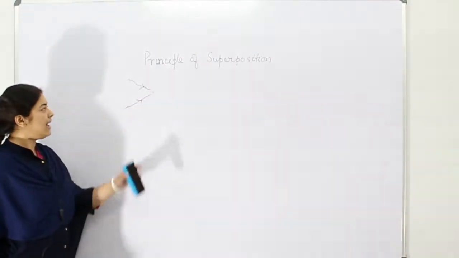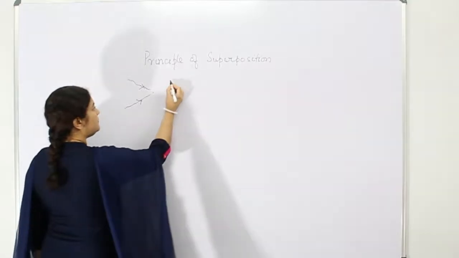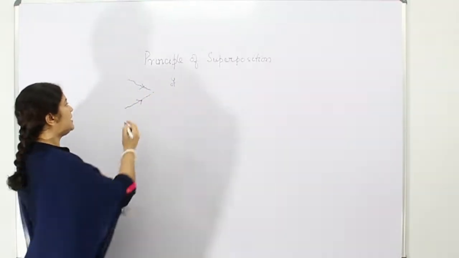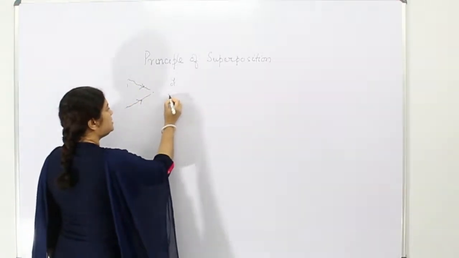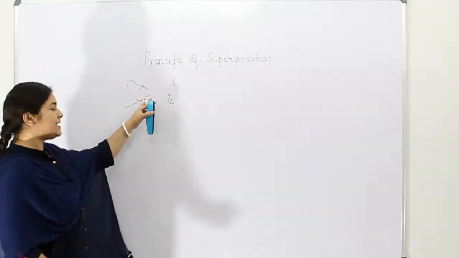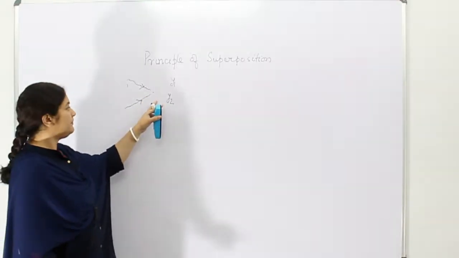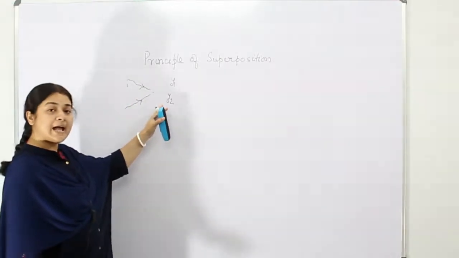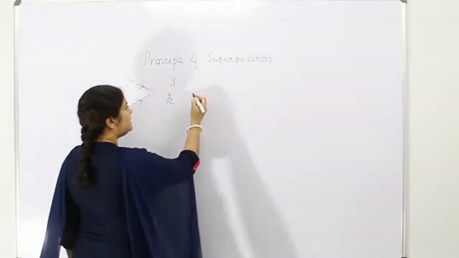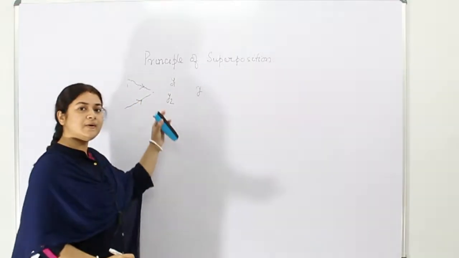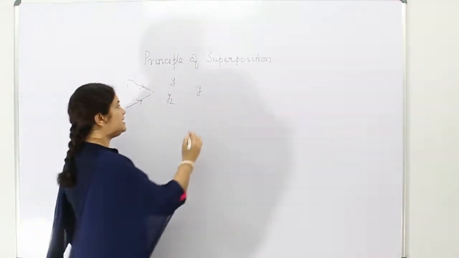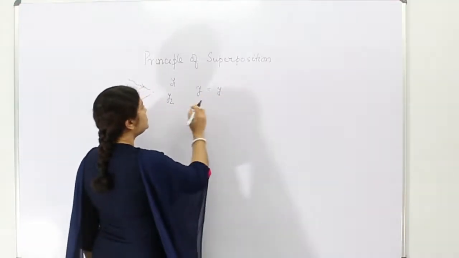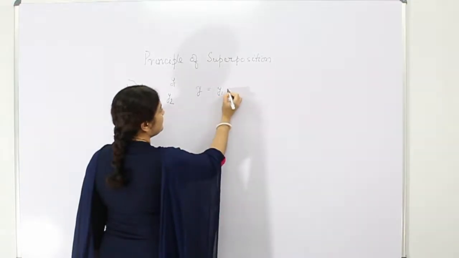are acting at a time such that y1 is the disturbance on this particle due to wave 1 and y2 is the disturbance on the same particle at the same time due to wave 2. Then the resultant when the two waves are acting at a particular time is given by the principle of superposition as the vector sum of the two disturbances, that is y1 plus y2.